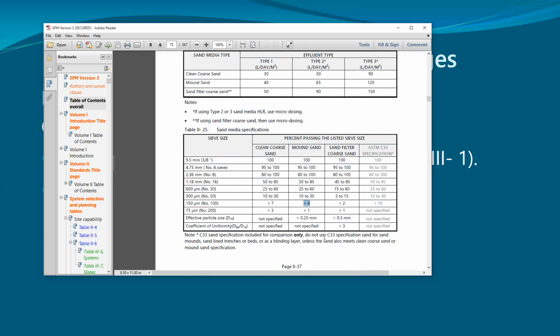So the new SPM has made it crystal clear that you can use alternate types of sand. You just need to make the system smaller in this case. So if you had clean coarse sand with fairly significant fines in it, you can still use it. You just have to use a lower loading rate, therefore a bigger sand mound. So that was a welcome change.